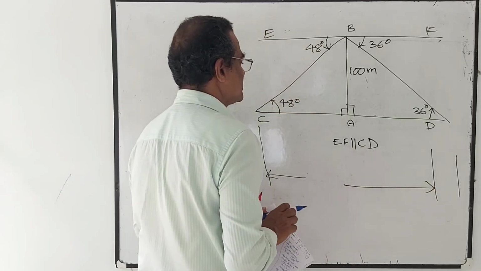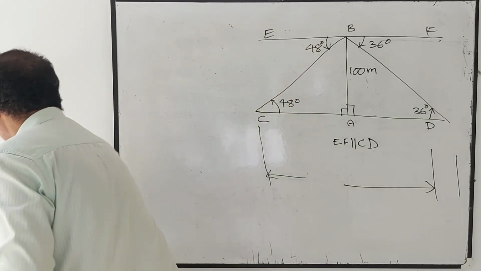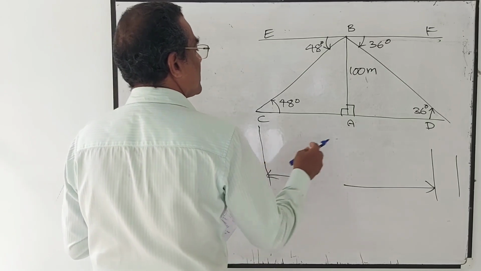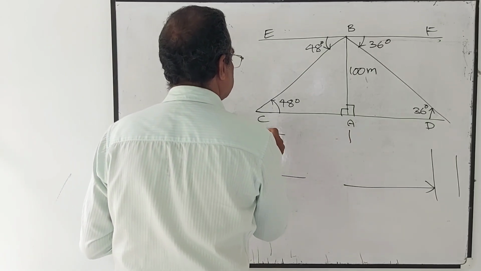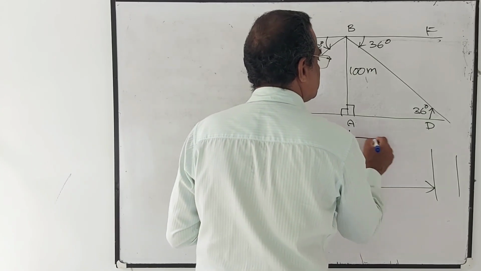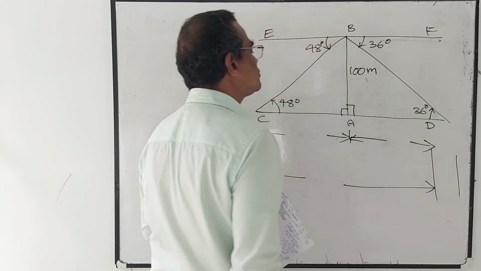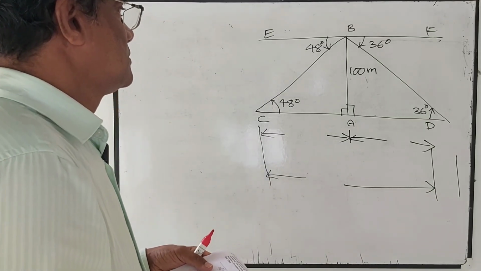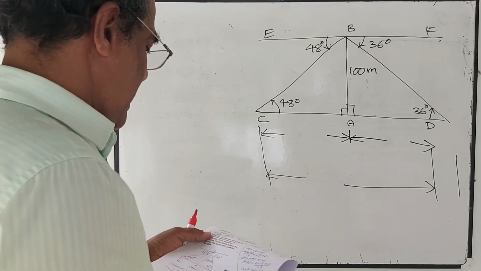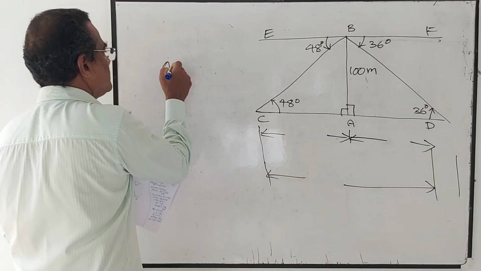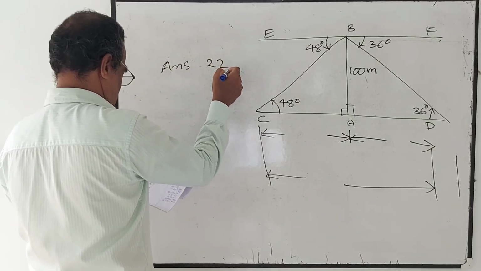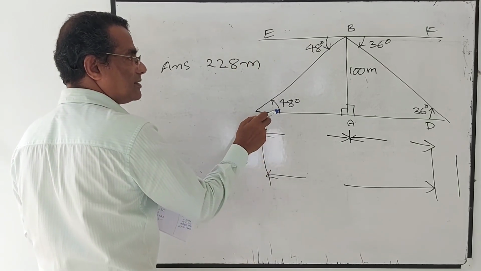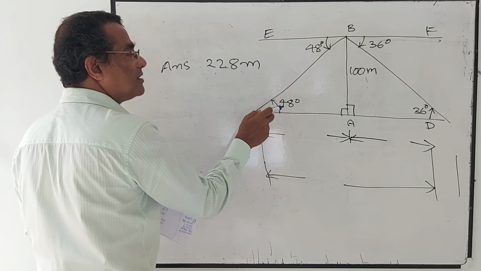How can we find the distance? It can be found by calculating first CA, then AD. Then adding these two distances, you will get the total distance between the ships. And the answer is 228 meter. First you consider this triangle, take tan 48 degree.